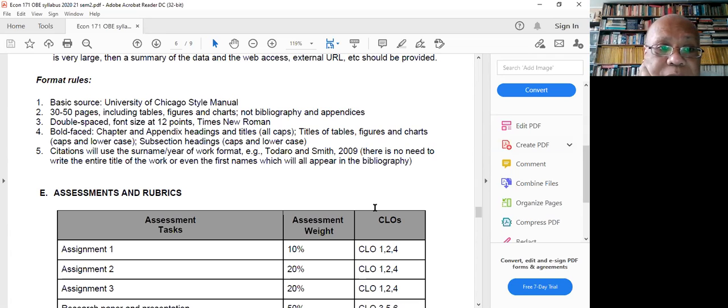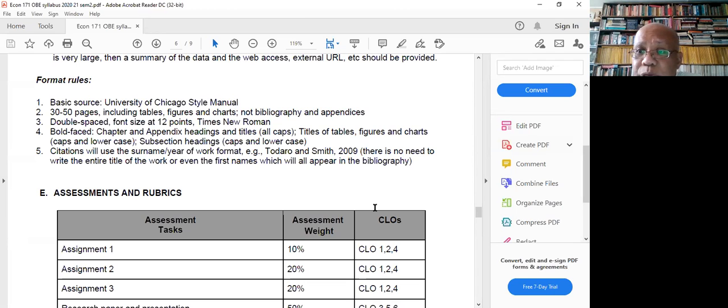So it's double spaced. The font size is 12 points, Times New Roman. The only things that are bold-faced are the chapter and appendix headings and titles, which are all caps. So you have Chapter 1, all caps, where 1 is a Roman numeral. Then next line, Introduction, all caps, and they're bold, centered. Okay? The other things that are bold are titles of tables, figures, and charts.